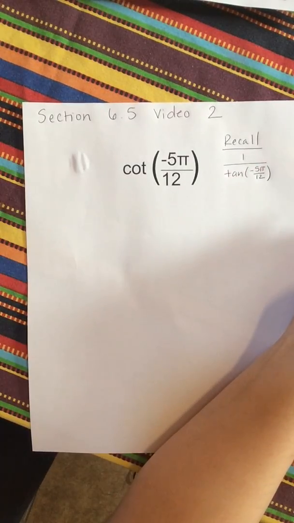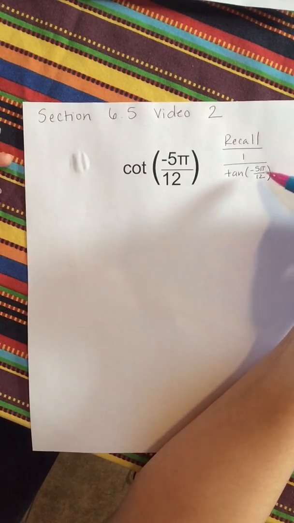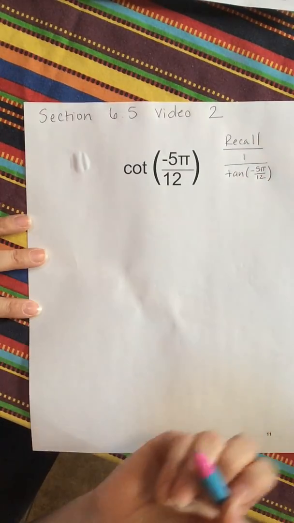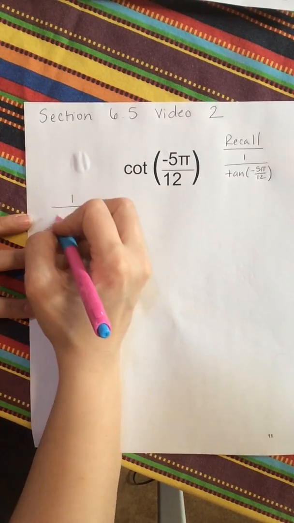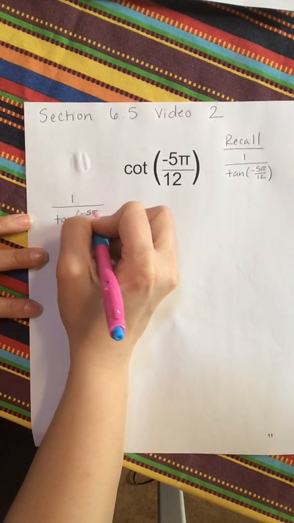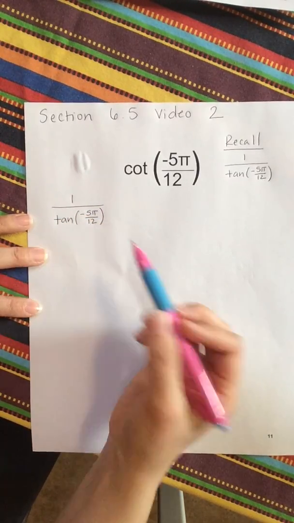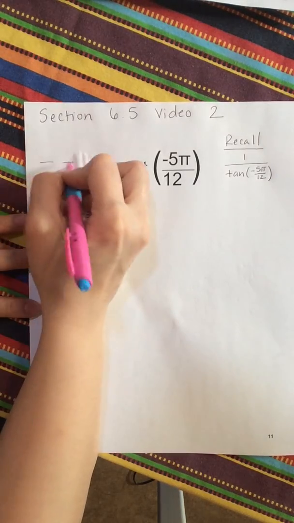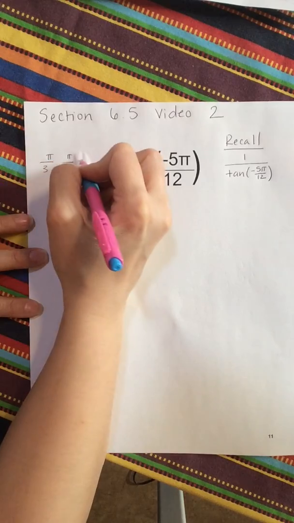Okay, and we're going to apply the same idea here. Now, the negative can stay in there or you can pull it out to the front. It's up to you. So I'm working with 1 over tangent. I'm going to go ahead and just leave it in there, negative 5 pi over 12. Now, in order to have 12 in the denominator, we know we're going to have to use 3 and 4. Okay, so a pi over 3 and a pi over 4.